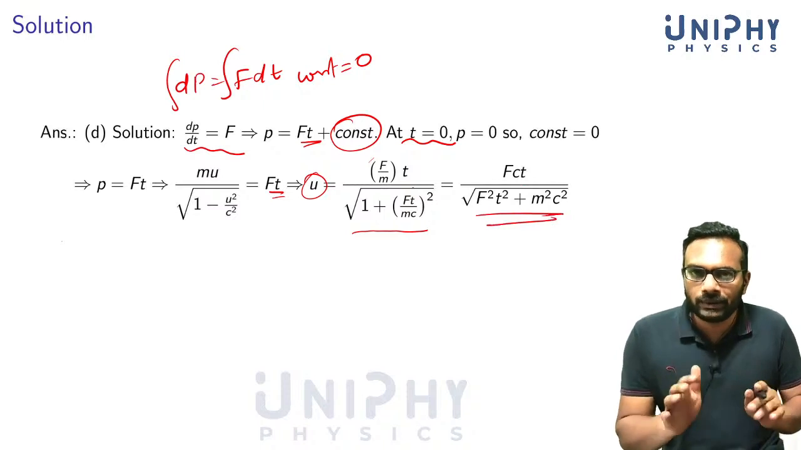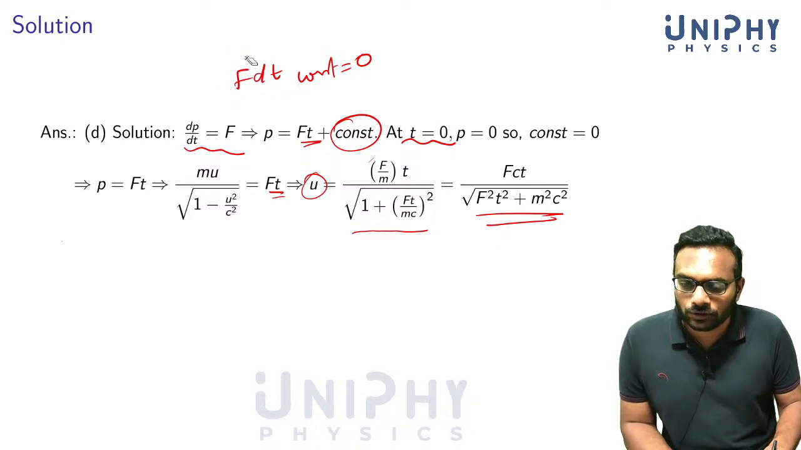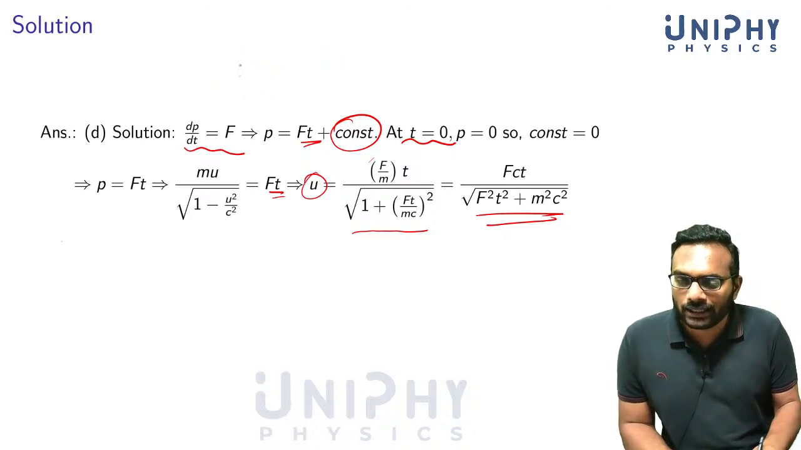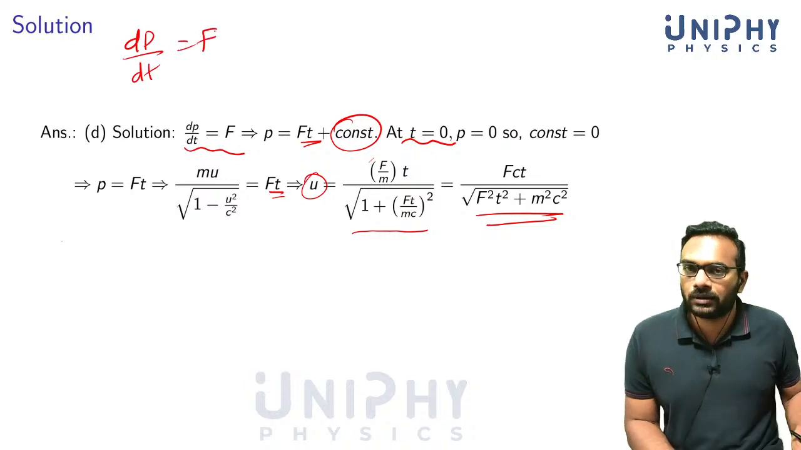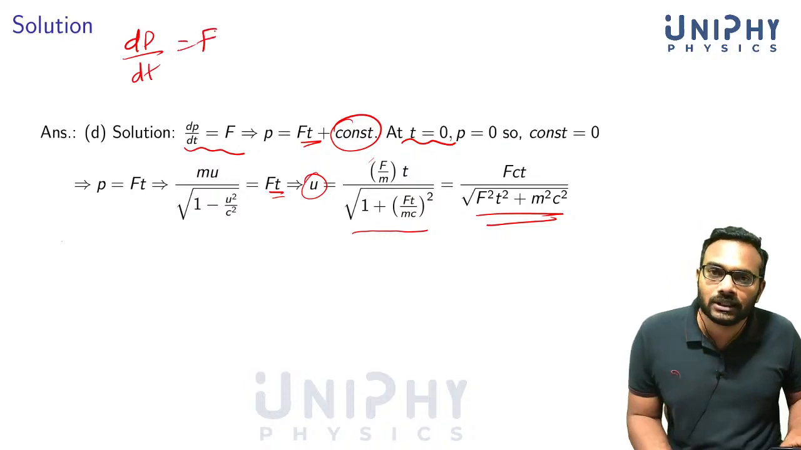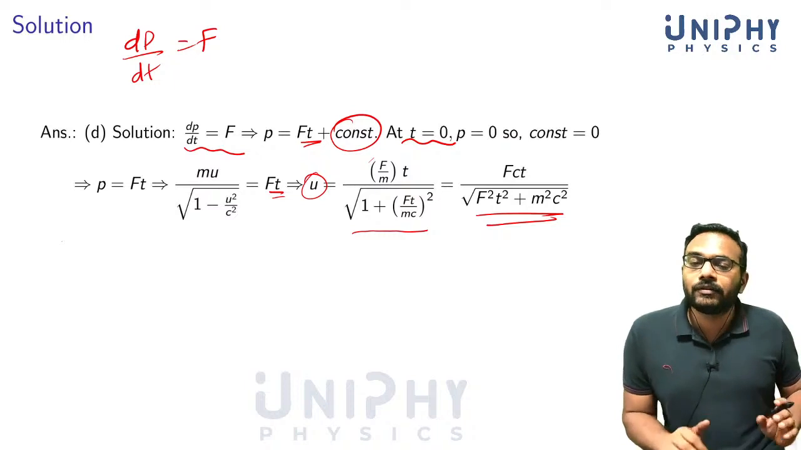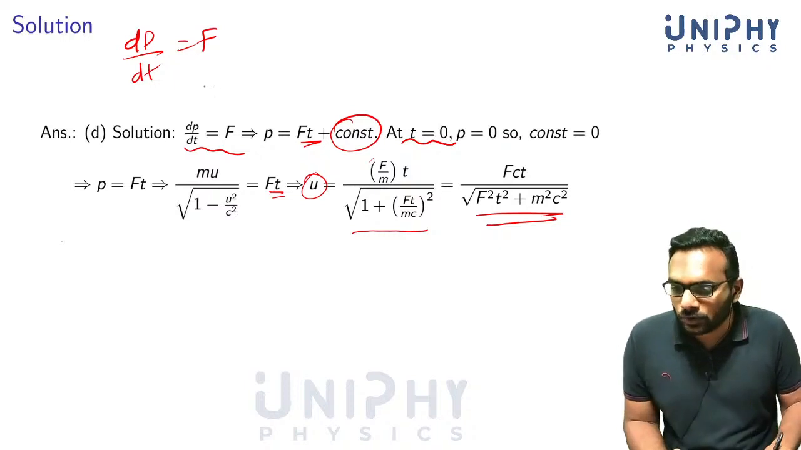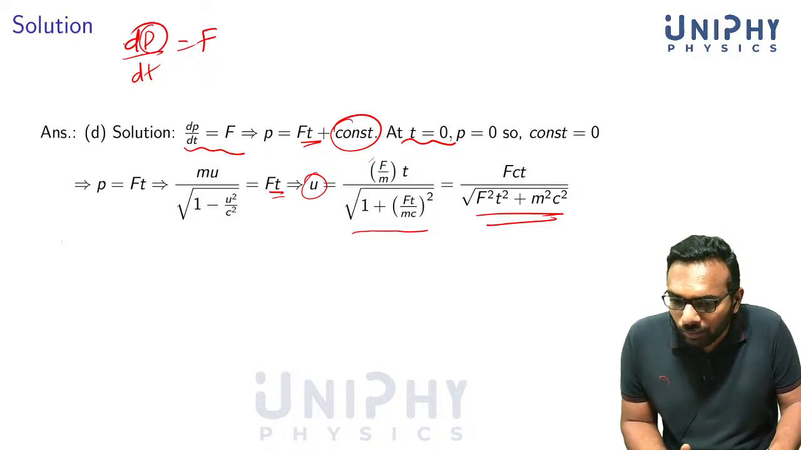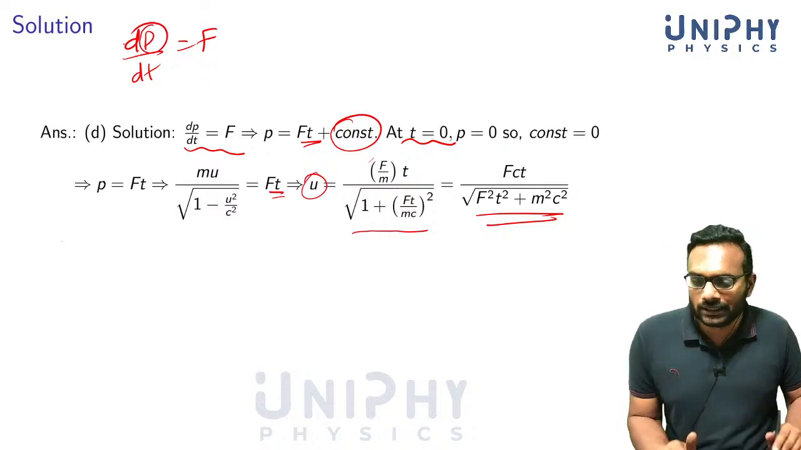I will just repeat how we did this. We made use of the fact that dp by dt is equal to F. This is the information that you need to have in your mind, that even for relativistic particles, Newton's second law is valid. The only thing you have to do is modify the expression for momentum appropriately.